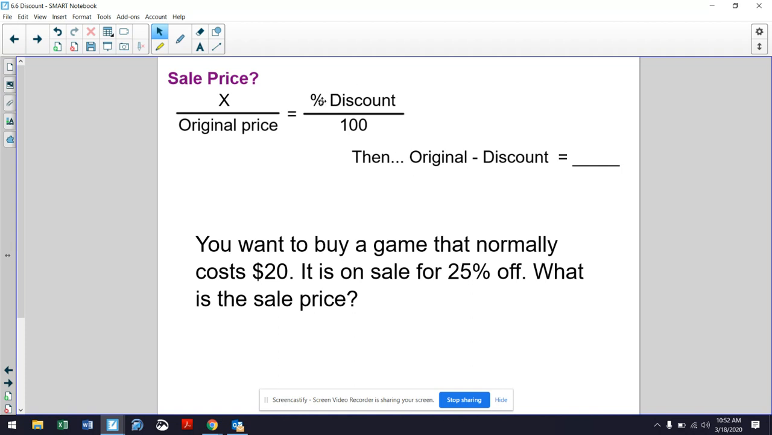So we would put that discount amount here, so 25 over 100 on the right side. And then over here, our variable X represents what that sale price is going to be, and that's what we want to find out. And then our original price, which was 20, we'd plug in here. Once we find that amount, that actually gives us how much money we don't have to pay. And so we have to subtract that from the original cost of the item to figure out what we're going to end up paying after the 25% off discount.